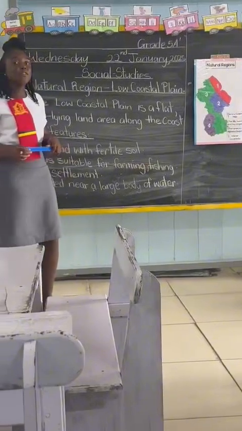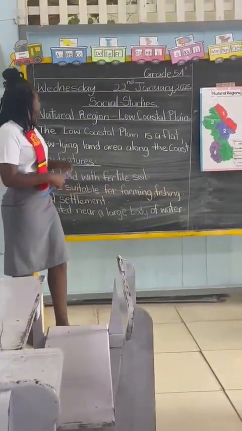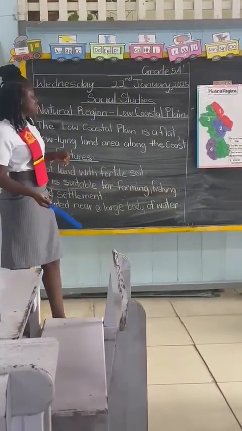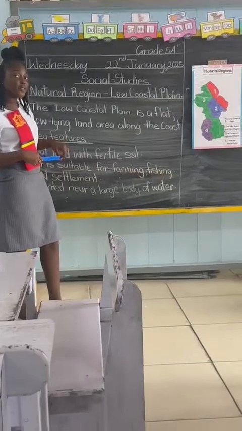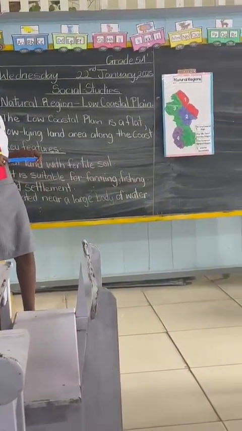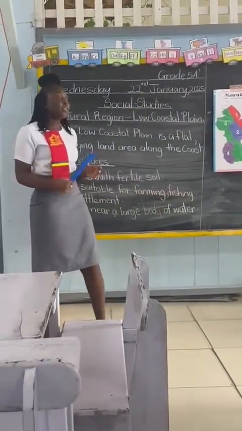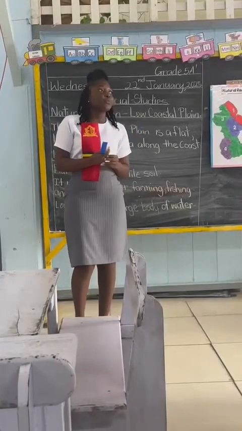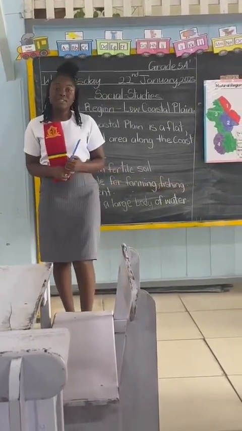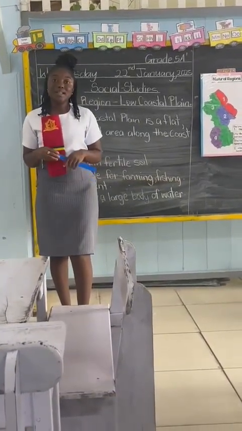Now tap yourself on the shoulder. Good. So the low coastal plain, we've said, it is what? It is a flat, low-lying land area along the coast. Great. So now we're going to do your activity, right? So let's get into that.